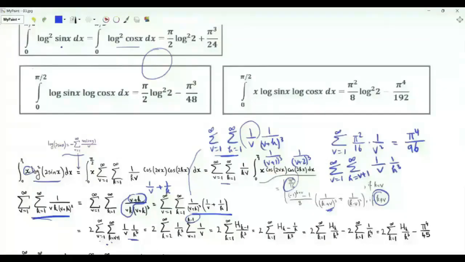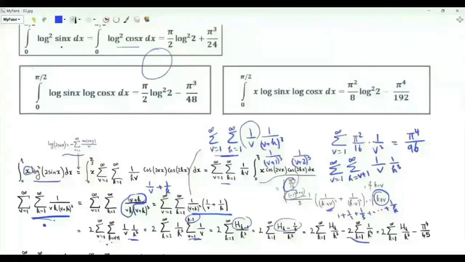Because k is strictly greater than v, the summation with respect to v is the harmonic number H of k minus 1, which can be written as H of k minus 1 over k. So the double sum is equal to 2 times summation over positive integer k of Hk over k cubed. Hk is the kth harmonic number, 1 plus 1 half plus 1/3 all the way to 1 over k. We also have minus 2 zeta of 4. Zeta of 4 is pi to the power 4 over 90.